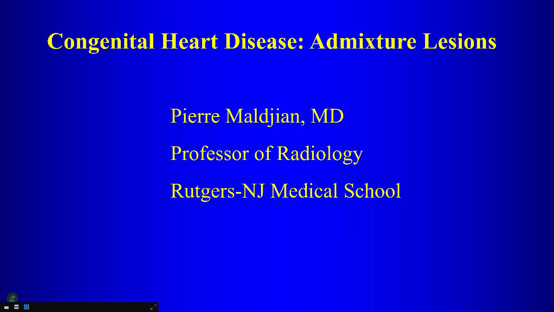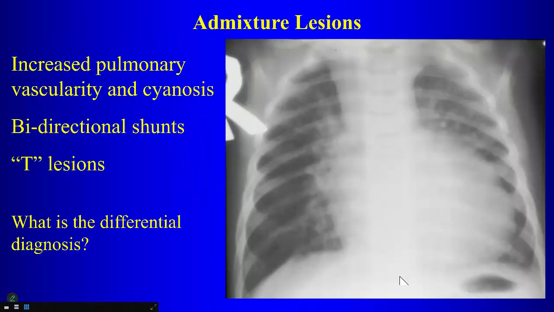Okay, all right, so today we'll talk about the admixture lesions. Here we're talking about the diagnostic set of conditions where we have increased pulmonary vascularity and cyanosis. These are conditions where there are bidirectional shunts, also called the T lesions. And the differential diagnosis, we talked about the big three.